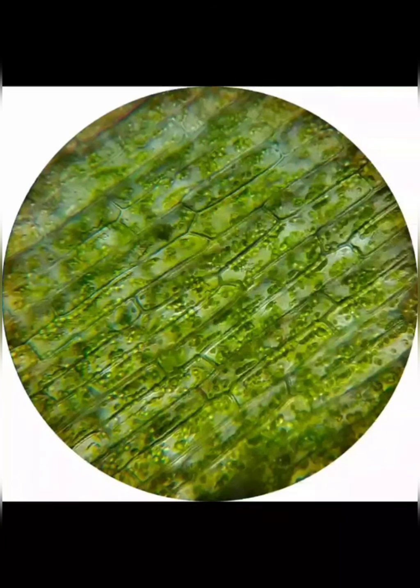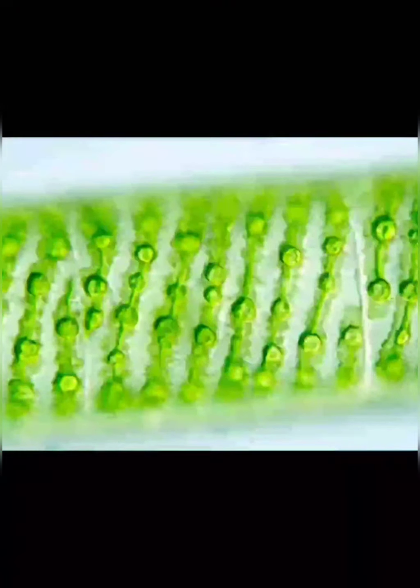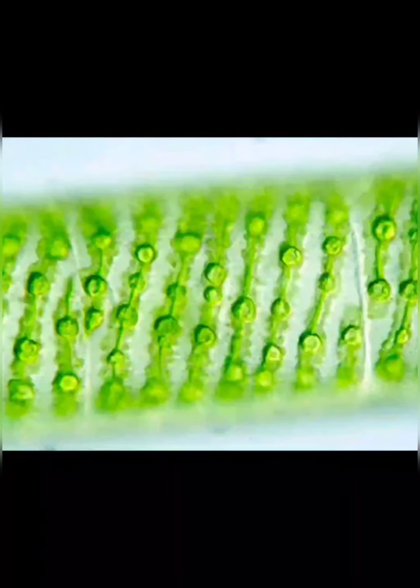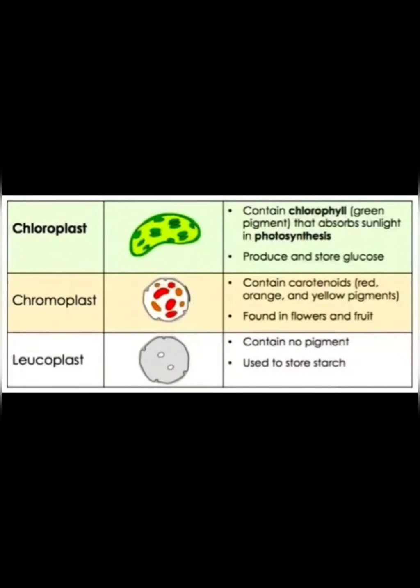Similar kinds of structures can be observed in algae also. When you take an algal strand and observe it under a compound microscope, you can see small granule-like structures inside, and these structures are called chloroplasts. Now, how many types of plastids are there? Each plant cell consists of nearly 3 major types of plastids. They are chloroplast, chromoplast and leucoplast.